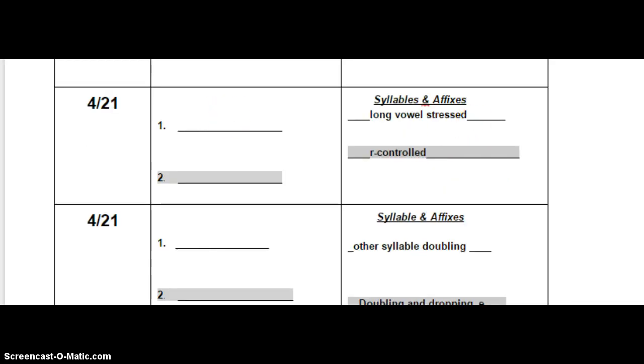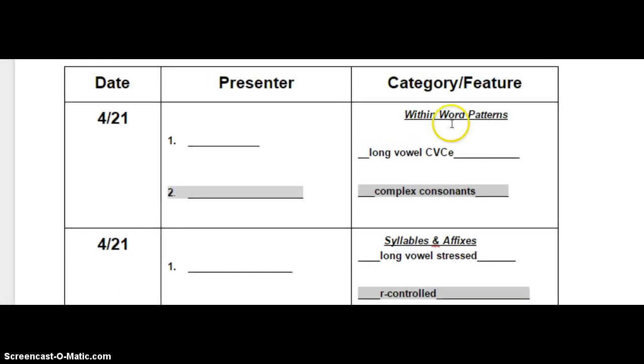So whenever you sign up, remember the date's the same for everybody. Everyone's presenting on April 21st. But you're choosing a specific category and then word feature. So the category's here. The word feature you'll be teaching is here, and that is determined by where you type your name.